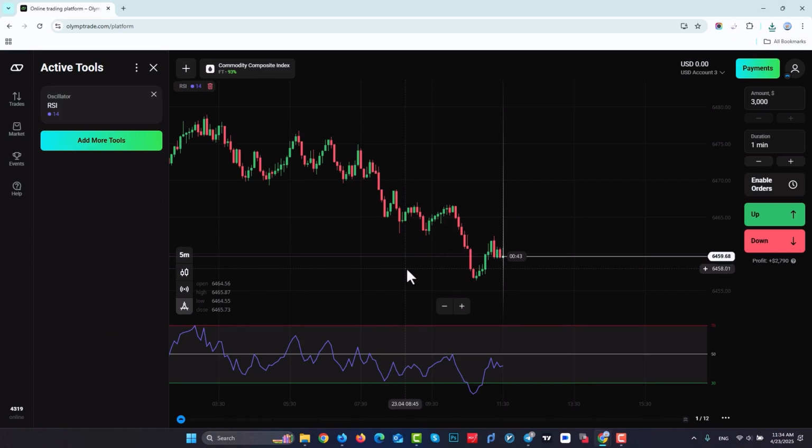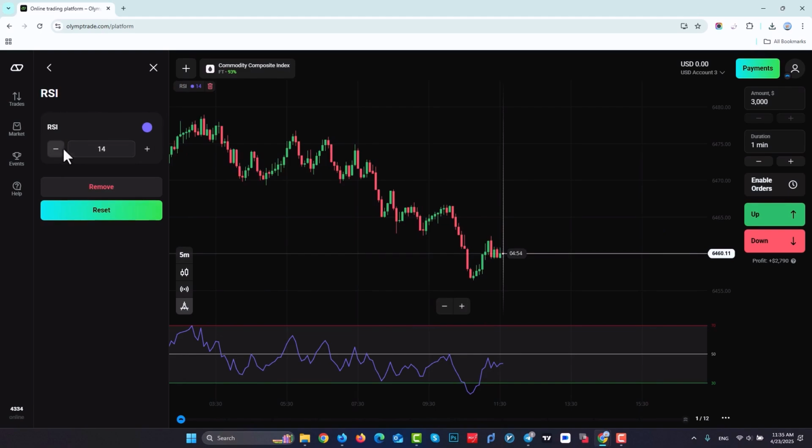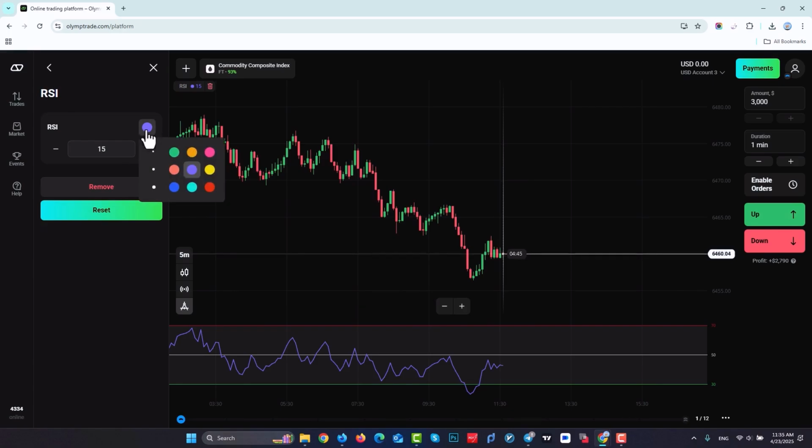on this option, and it shows whether the market is in an overbought or oversold state. You can also increase or decrease the settings of this oscillator in this section. Additionally, you can change the color of this oscillator by clicking in this area.